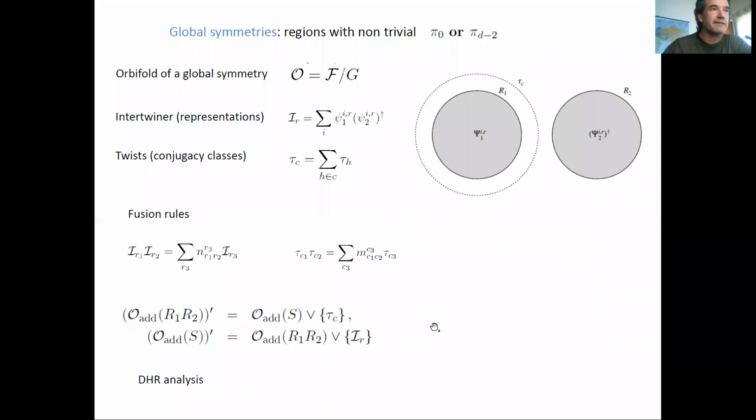So let me give some examples. The first example is the case of global symmetries. You have a theory with a global symmetry, and we will see that this induces some algebra region problems for regions that have non-trivial homotopy group pi 0 or non-trivial homotopy group pi d minus 2. For example, the case of two balls has non-trivial pi 0, which just counts the number of connected components. And the complementary region, the outside part of the two balls, has non-trivial pi d minus 2.